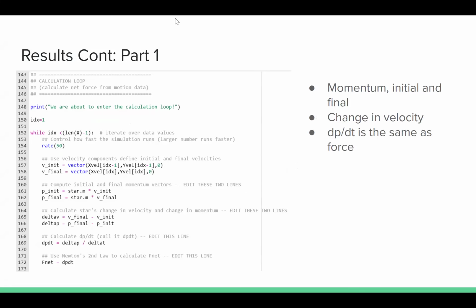And so to find that, we basically did the change of momentum. We set up a loop where we have our vectors, initial conditions, with a velocity initial and a velocity final. We used the mass of the star and the velocity initial and velocity final to find the momentum for the initial and the end. And then from there, you can find the change in momentum and the change in velocity, and then the force, which is dp dt, so it's delta p over delta t. So that's what we found here, change in momentum over change in time, and then we got our net force there.